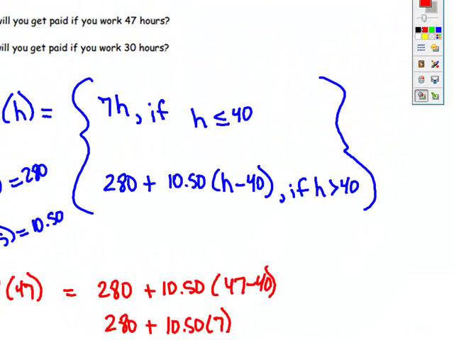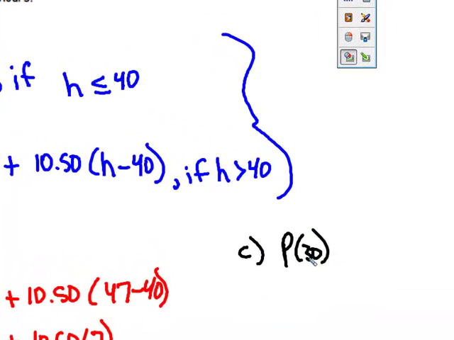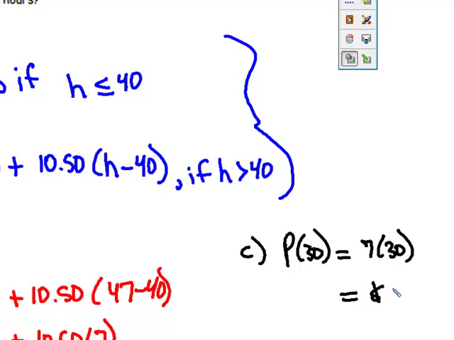And then part C, how much will you get paid if you work 30 hours? So P of 30. Well, that's less than 40. So I'll use the first one as just 7 times 30. It's straight pay. So you're going to get paid $210.